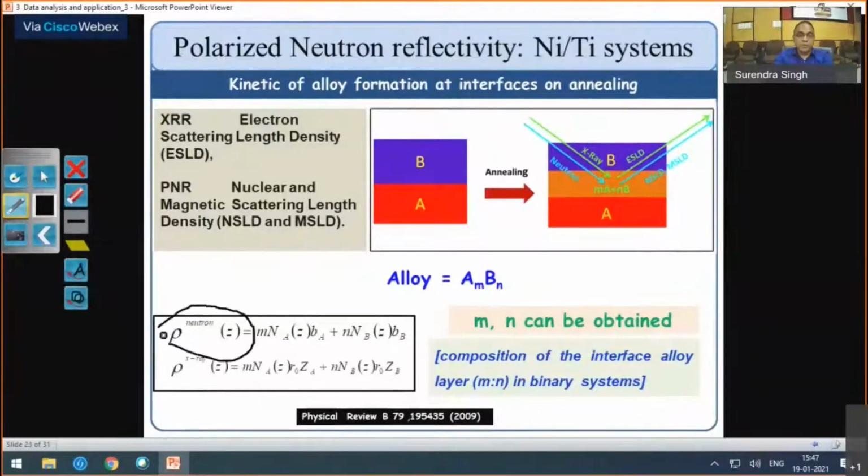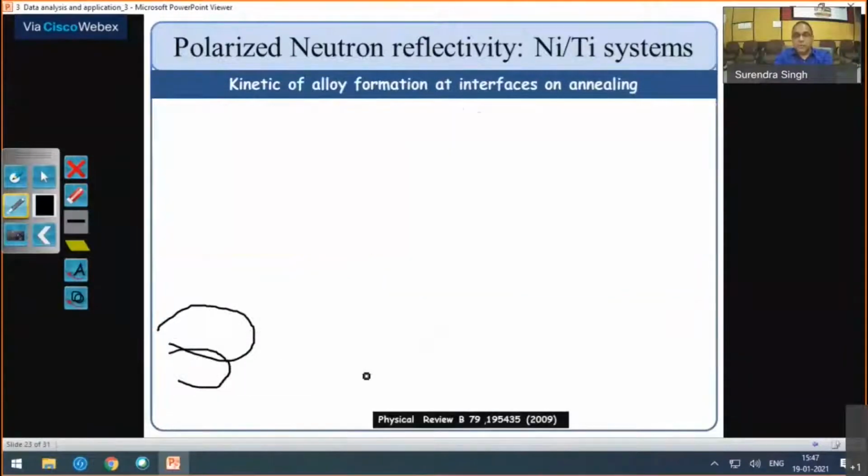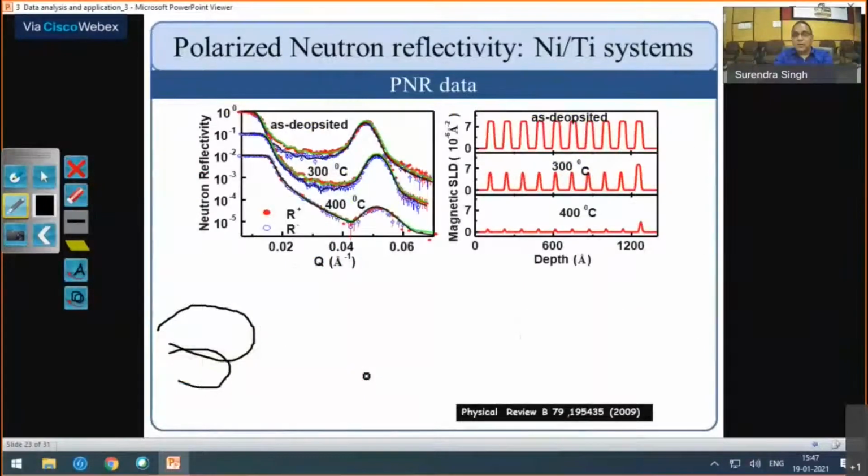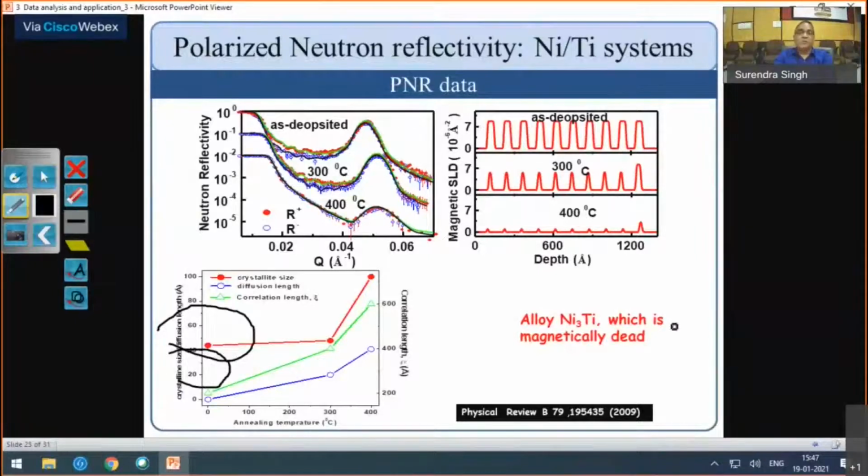So from neutron we got this, from X-ray we got this, and using these two equations we found M and N. This is the alloy phase formed on annealing the nickel titanium. And also you can see from here the different crystalline structure, as well as this correlation length. We did off-specular reflectivity also. It is not shown here, but that is X-ray off-specular reflectivity. And from this we found how the annealing is changing this particular property of this sample.